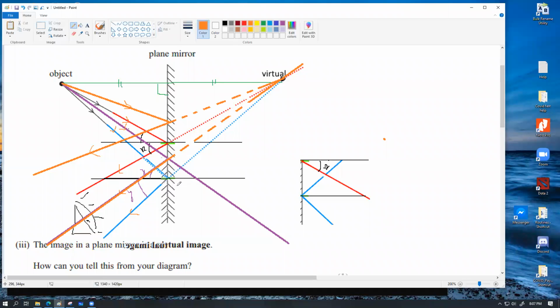And the purple line passes through the mirror. No, I mistakenly drew it like that. The purple line got reflected, so I forgot to erase this off. My bad.